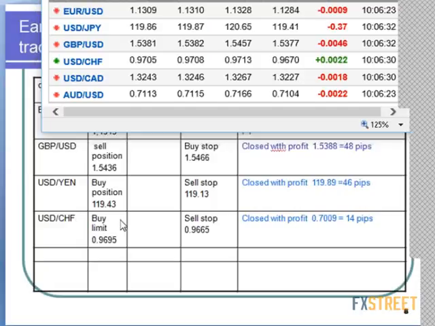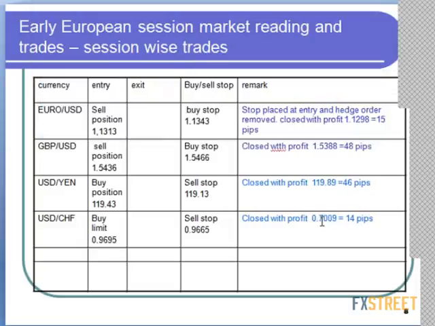And USDCHF, I took a buy position at 96.95. I was telling you that 96.92 was the initial high, and they stayed above that, and they are likely to go up, but the move was very slow. They went up only to 97.13, and I closed the position at 97.09, with 14 pips profit.